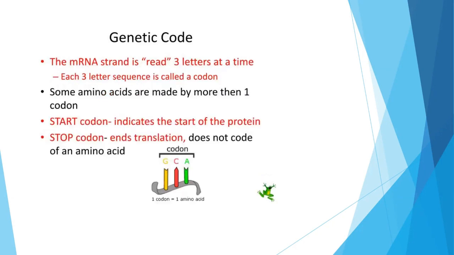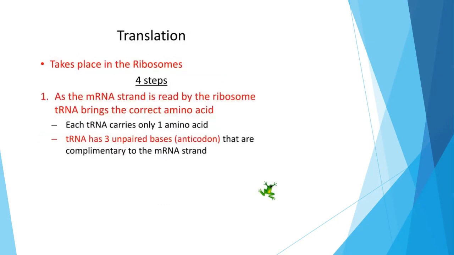The genetic code, the mRNA strand, is read 3 letters at a time. Each 3-letter sequence is called a codon. Some amino acids are made by more than one codon. There is a start codon and there is a stop codon. The start codon is a 3-letter word which indicates the start of the protein, and the stop codon, where translation ends, does not code for an amino acid. One codon equals one amino acid.